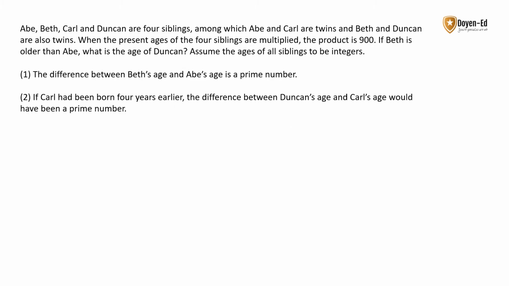Let's have a look at today's question. It says that Abe, Beth, Carl and Duncan are four siblings, so we can take them to be, say, A, B, C and D. Among which Abe and Carl are twins, so let's simplify this: A is equal to C. Beth and Duncan are twins, so we can write B equals D. So we can start doing this at each step to make our work a little easier.